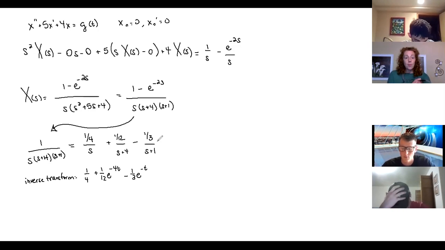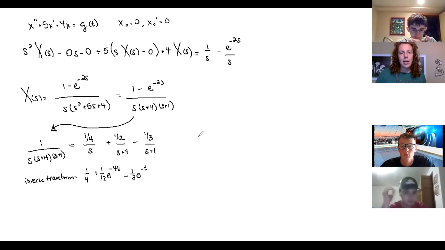I'm getting 1/4 plus 1/12 e to the negative 4t minus 1/3 e to the negative t. I think we're good with that? Okay. All right. Now, the other thing we have to do is the transform of this other part here.